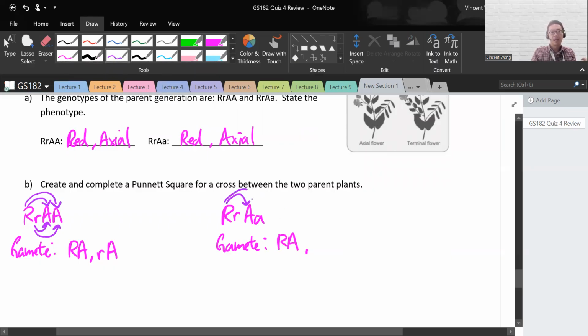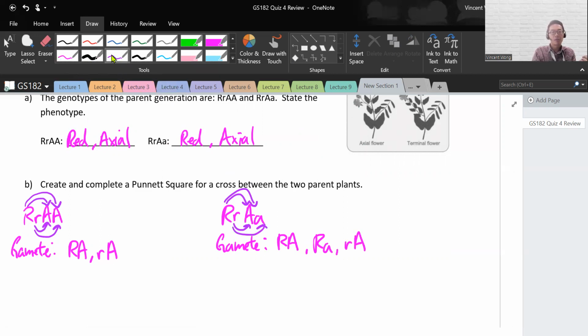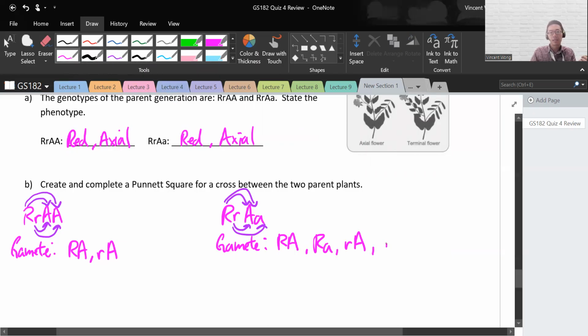We have big R, small a. Small r, big A. And lastly, we have small r, small a. Okay, so this is all different. In this particular case, there are 4 possible combinations for the gametes.